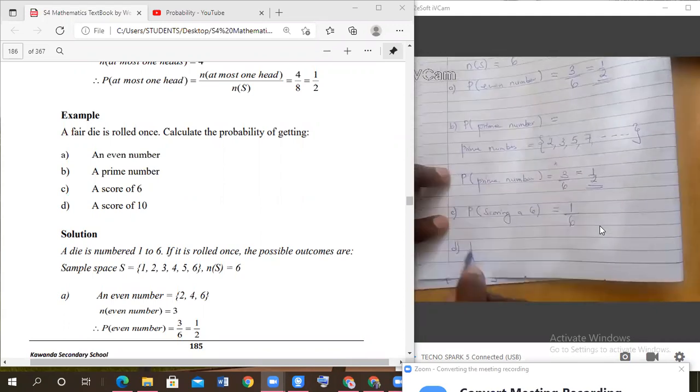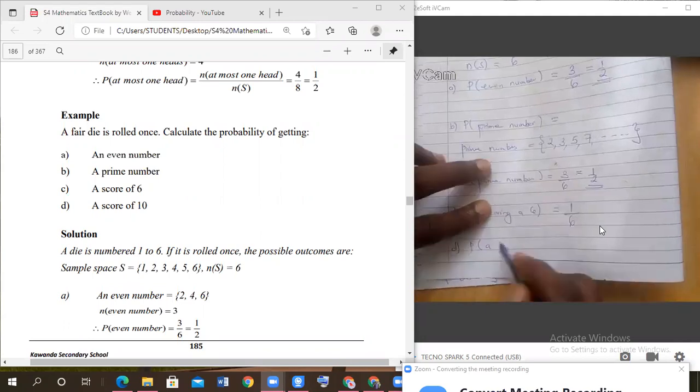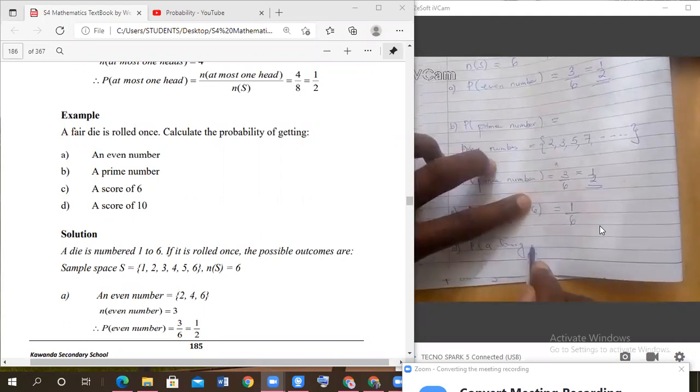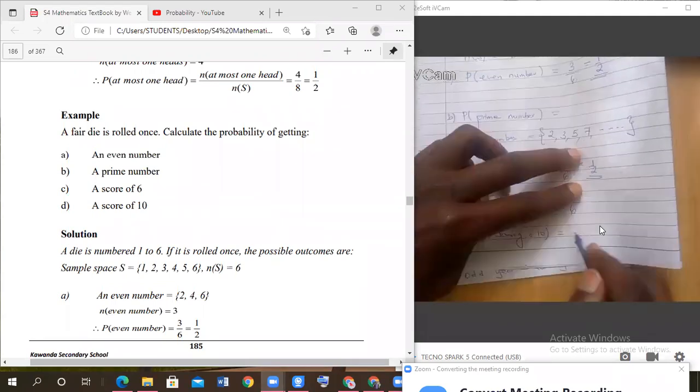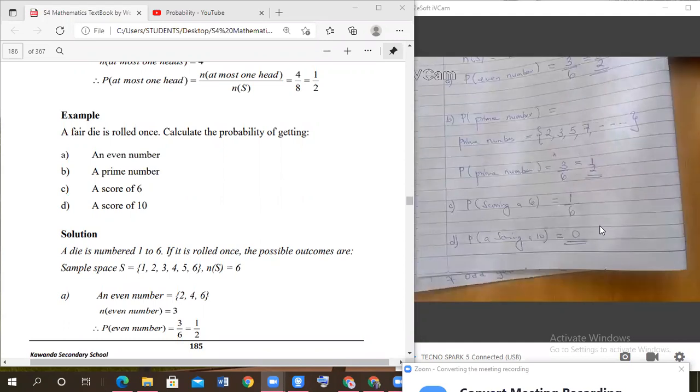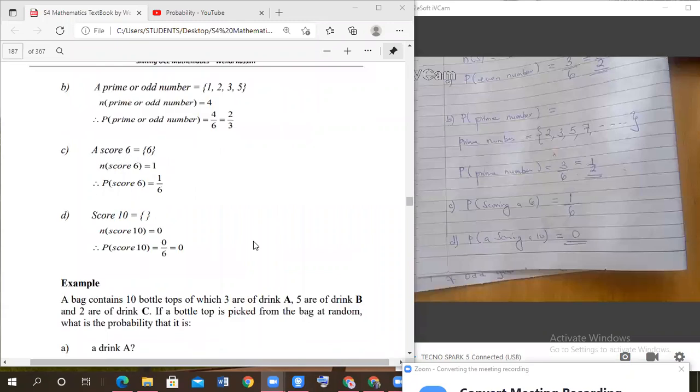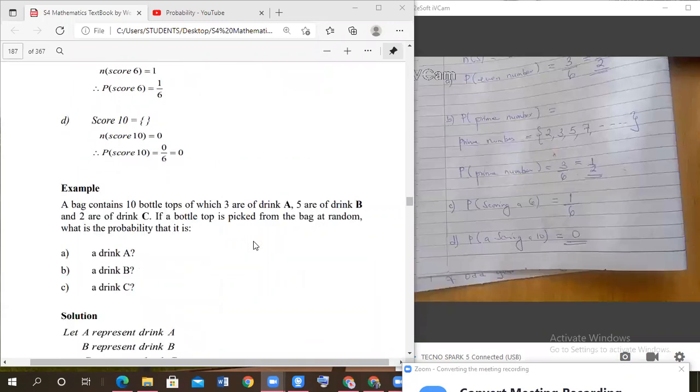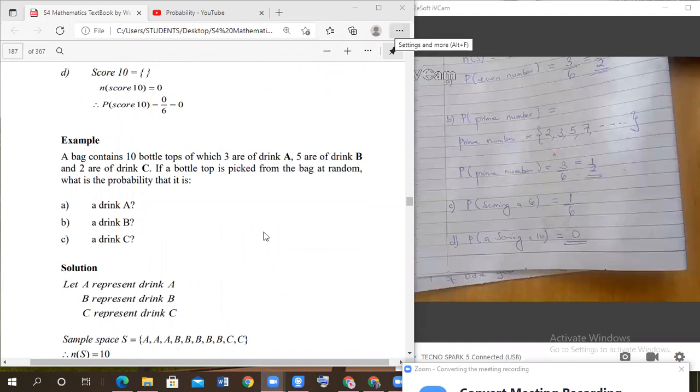Then D, they're asking, what's the probability of scoring a 10? 0. Why? Because in a dice, do you have a 10? No. That one is not possible. It's not possible. It is 0. Okay? Members, any questions so far? Any question? No.